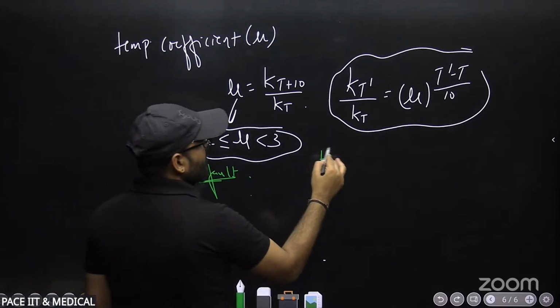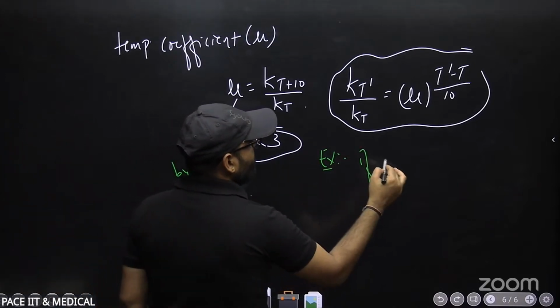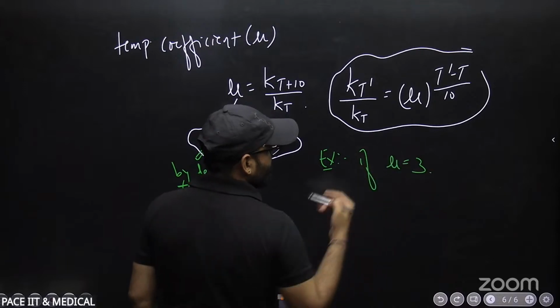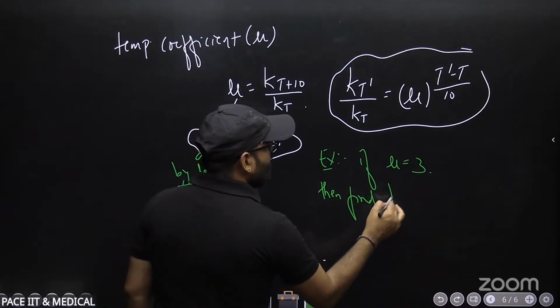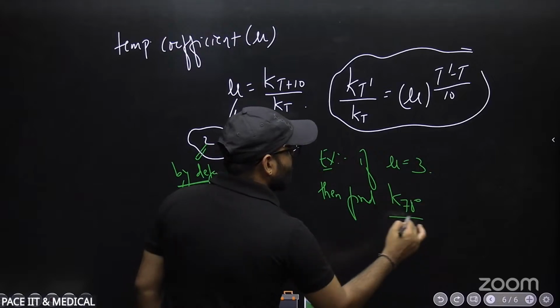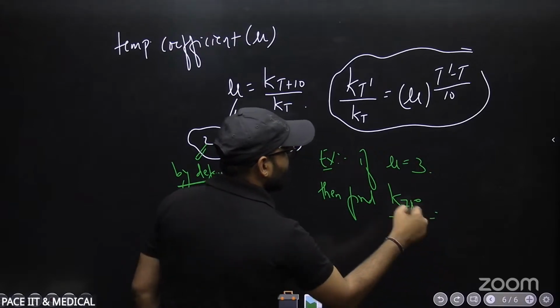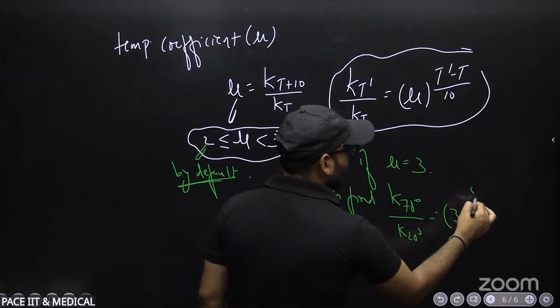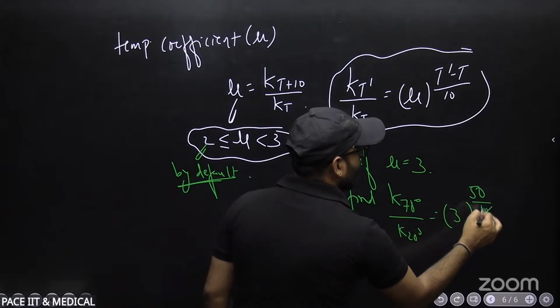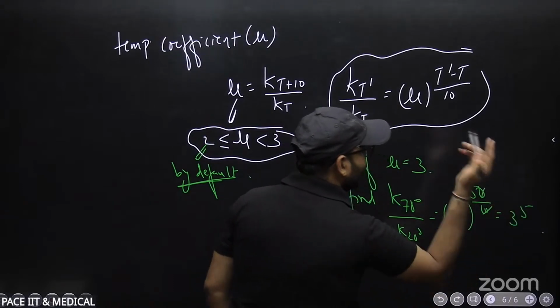One example: if mu is equal to 3, then find K at 70 degrees upon K at 20 degrees. See, it's very easy. 3 raised to the power (70 minus 20) upon 10, which is 50 upon 10. So 3 raised to the power 5.